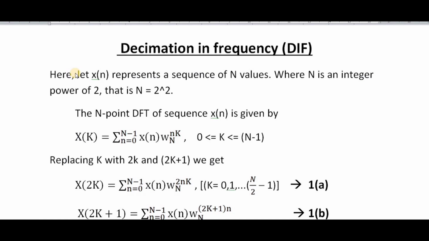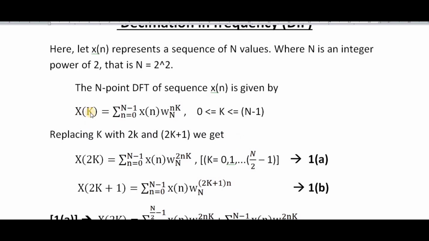In this, let us represent x of n, a sequence of N values, where N is an integer which is a power of 2, that is, N is equal to 2 power 2. The N-point DFT of the sequence x of n is given by X of k equal to summation n equal to 0 to N minus 1 x of n into W_N^nk, where k ranges from 0 to N minus 1. Here I am going to represent this k as 2k and 2k plus 1. Therefore I am going to reduce the k values from 0 to N minus 1 to 0 to N by 2 minus 1.